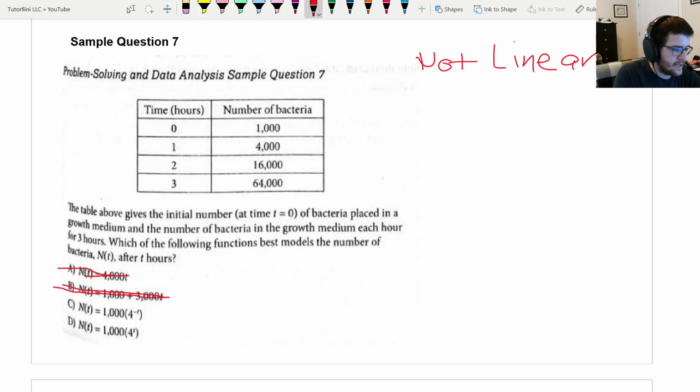Right away, we don't even need to do anything. We could just start plugging in numbers. If we plug in 0, we get 1,000. But if we plug in 1, only in D do we get 4,000. That's the idea. If you wanted to, and I'm not going to do this, you could plot this table on Desmos and then graph the function and verify that everything goes through.